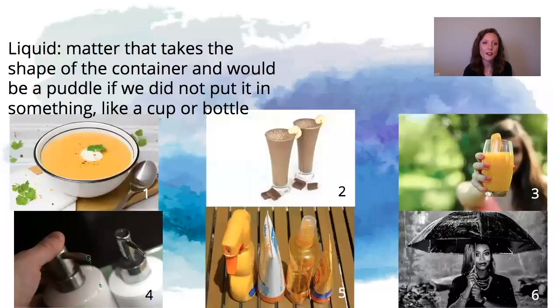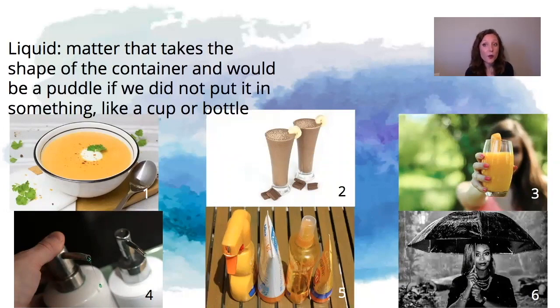Let's take a minute and look at liquids. Now, a liquid is matter that takes the shape of the container, and it would be a puddle if we did not put it in something like a cup or a bottle or a bowl. It needs something to go in, because if you didn't put it in something, it would definitely turn into a puddle on the floor. So I have some examples for us to look at here.